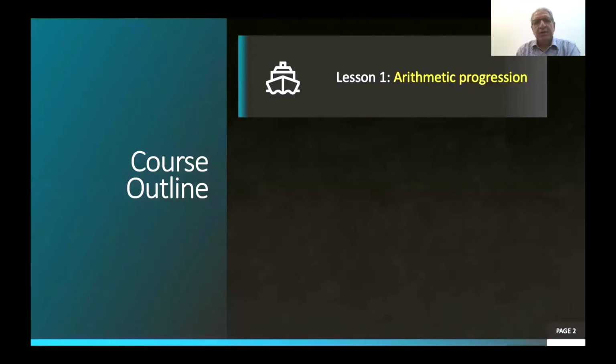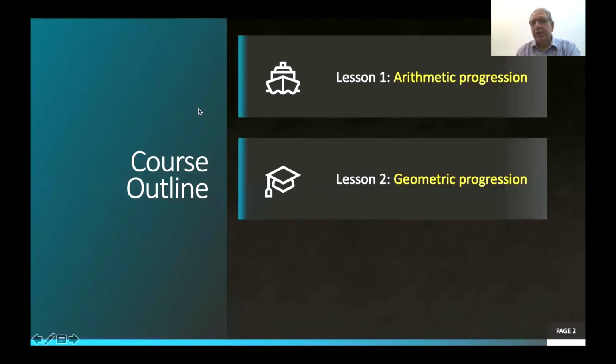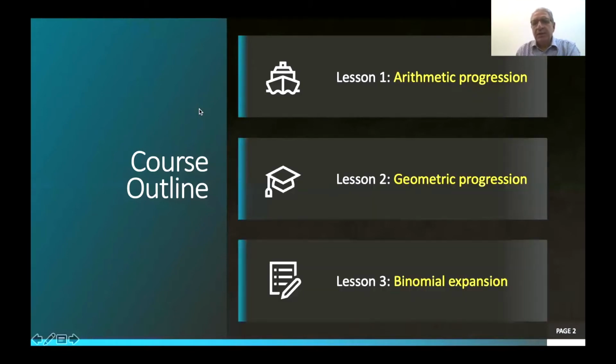Course outline: first lesson is about arithmetic progression. Second lesson will be about geometric progression, and the third lesson will be binomial expansion. These three lessons we are going to cover under sequences, which is mainly used in all the pre-university courses, same as IGCSE and O-level and any other course like that. So let us start the course, arithmetic progression.